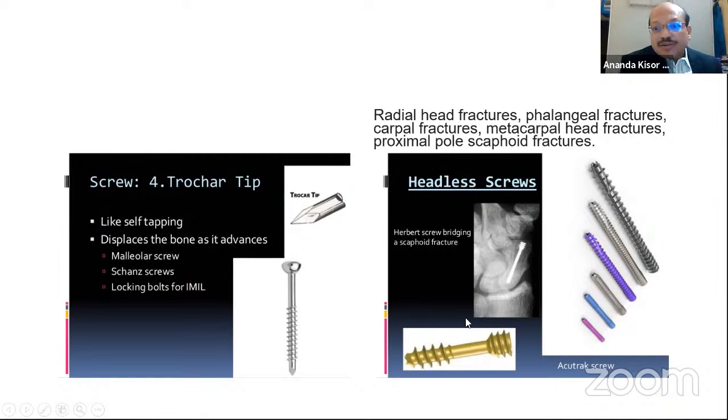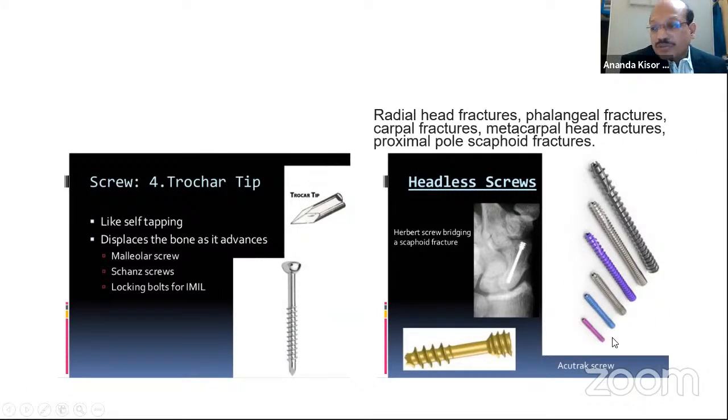So what happens? If a fracture is there, the bones are drawn closer as it goes nearer to the distal cortex. In that sense, that causes the compression of the near fragment to the far fragment. So even without the presence of a head, because of this larger and smaller diameter thread, compression occurs. At the same time, some other external compression device can be added to that. So that is the basic difference. This is the Herbert screw.